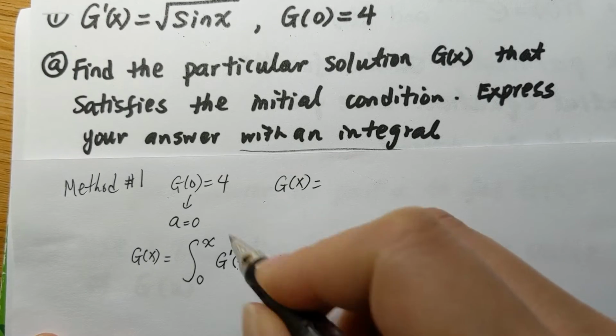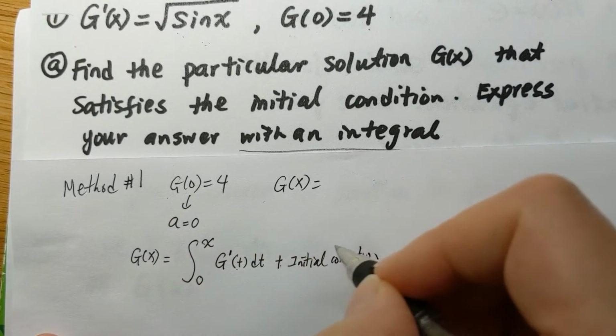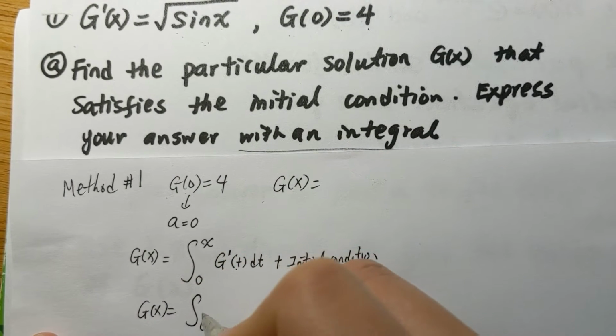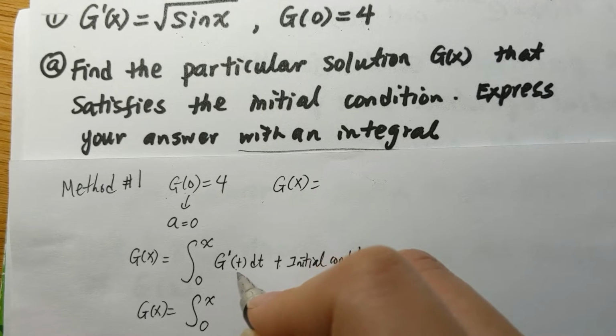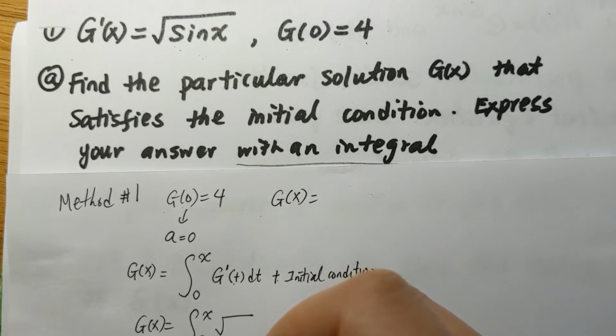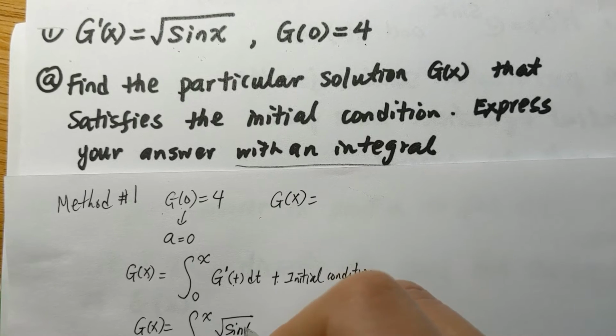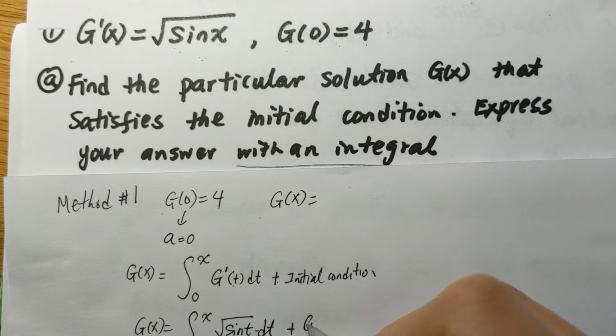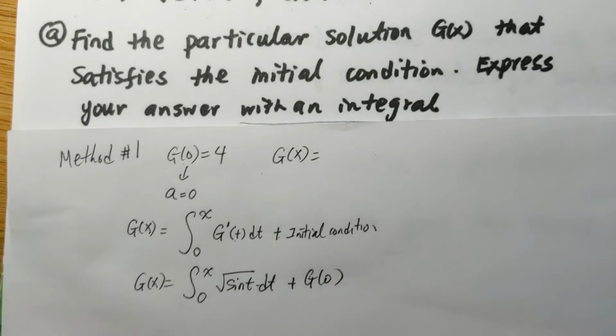Which is going to be g of 0. So we're going to write g of x equals the integral from 0 to x of g prime, which is square root of sine x, replaced by t, plus the initial condition, g of 0.